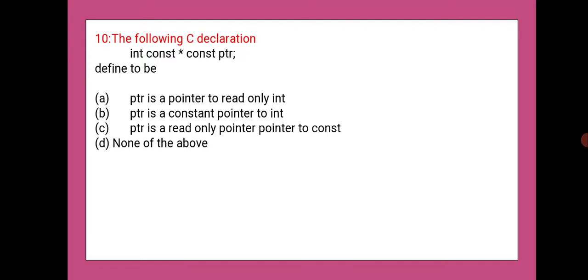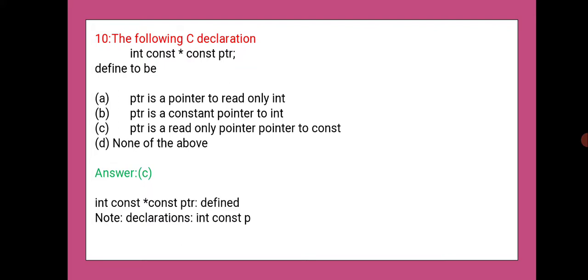See, if you look carefully at how to read it, if you have seen my pointers playlist, so int const pointer ptr can be read only pointer to const int. Note declarations int const p and const int p are identical. So our answer is C. ptr is read only pointer to const.